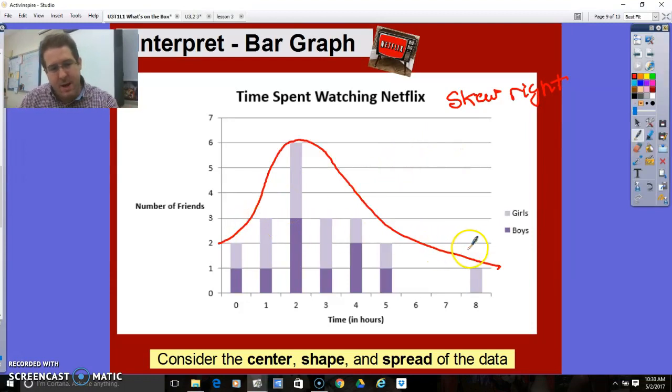If most of the data was on the right-hand side and it was tailed down to the left, that would look something like this. This would be the tail and the data would be like that. That would be skewed left.